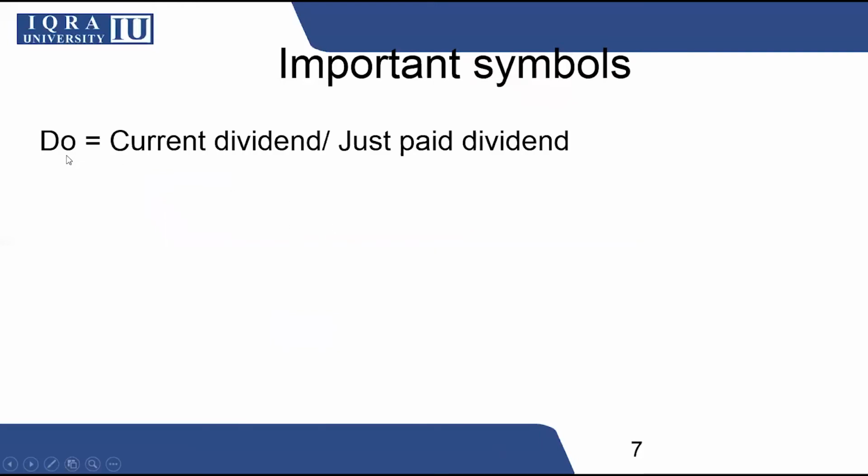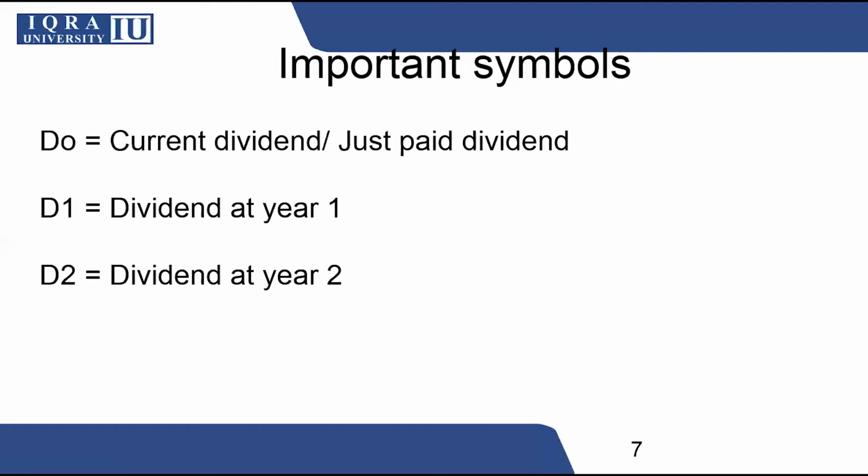So D naught will be used for the current dividend. This is the dividend which is currently paid by the company, and the investor who is selling you this stock has already taken it. We will use the term D1 for the dividend at the end of the year. It means this dividend will not be received right now. This dividend will be received after 1 year.